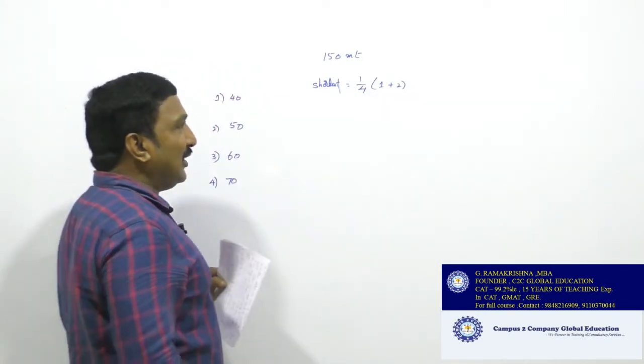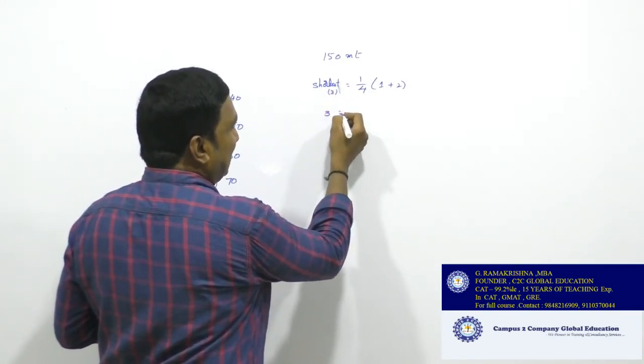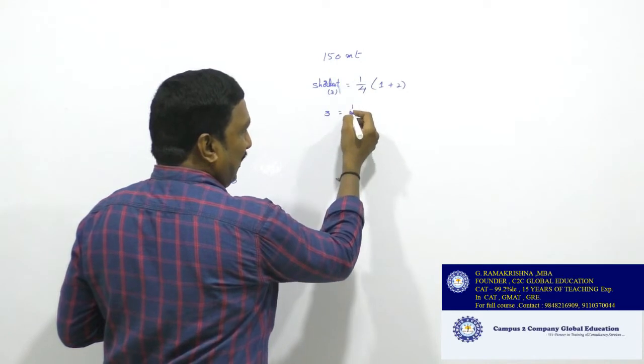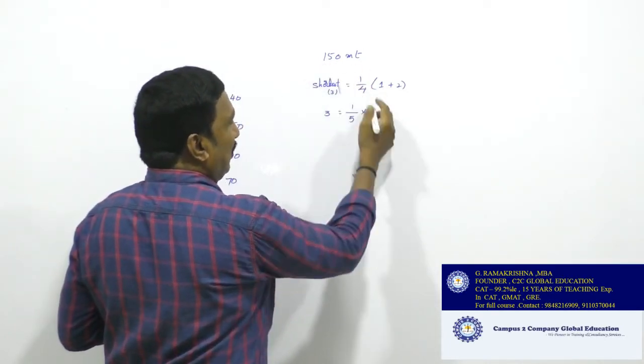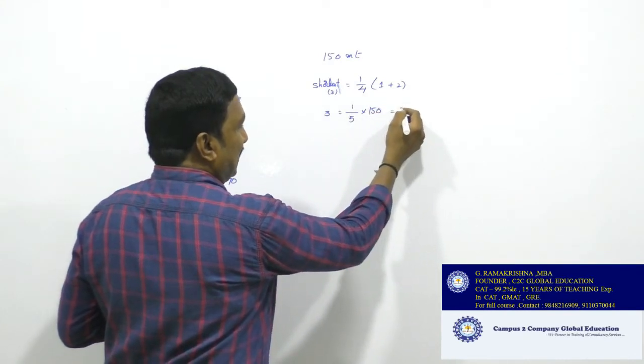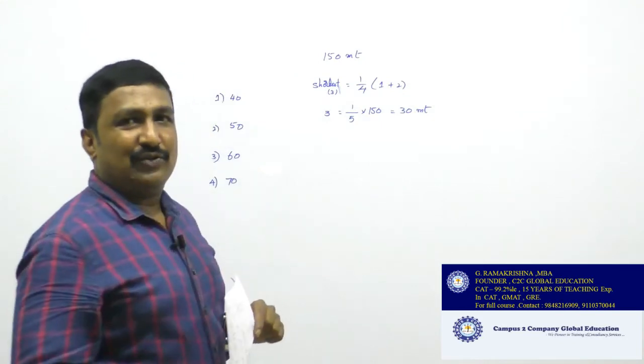So if you want to find out the shortest length, let us take the third one. The shortest length is numerator 1 by numerator plus denominator 5, into total, is equal to how much? 150. So the shortest is 30 meters. Did you get this logic, friends?